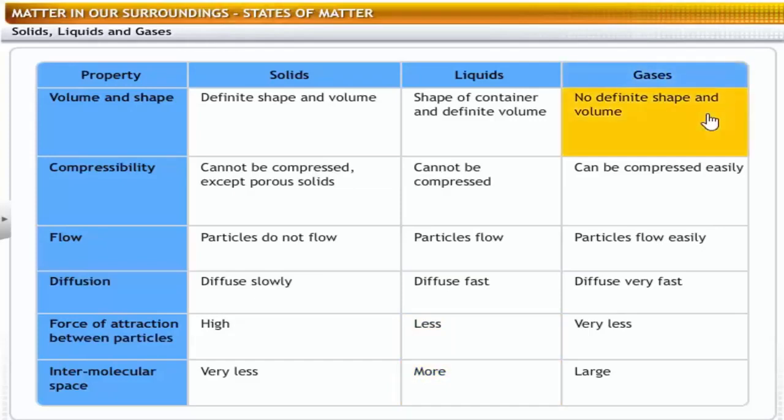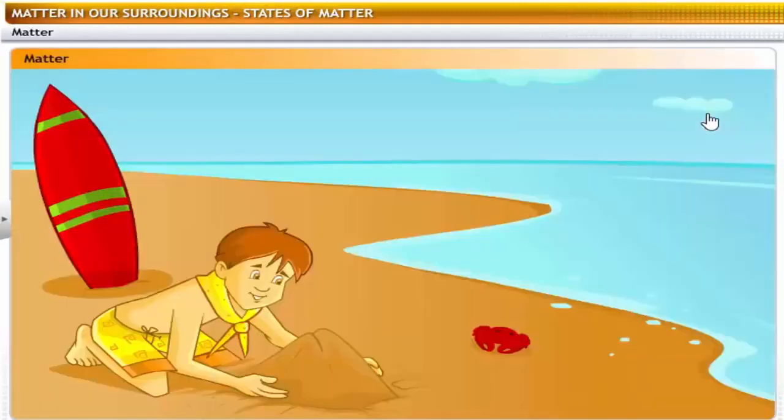Gases. Gases have no definite shape and volume. Can be compressed easily. Particles flow easily. Diffuse very fast. Very less force of attraction between particles. Large intermolecular space. Why does matter exist in the form of solids, liquids, and gases?